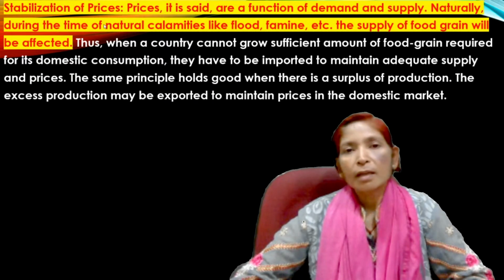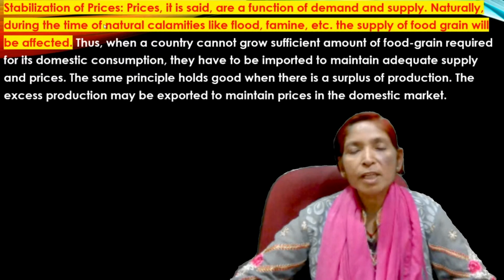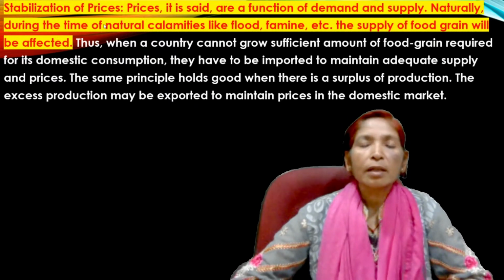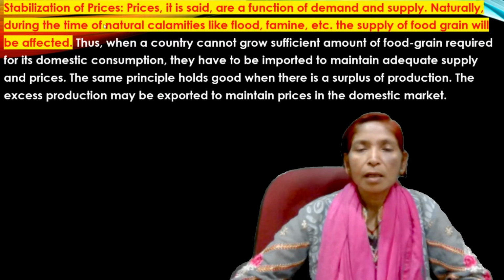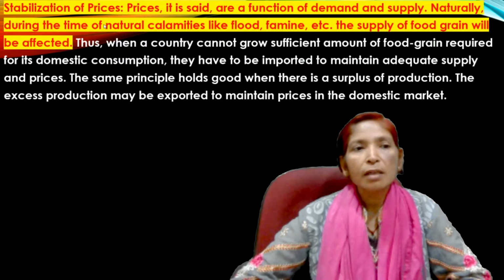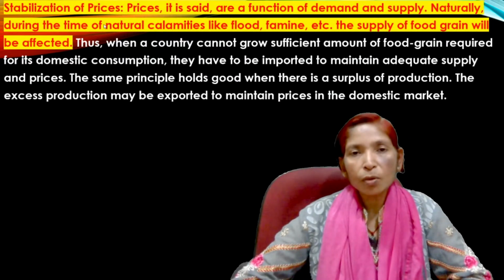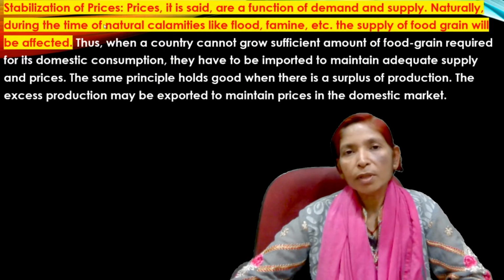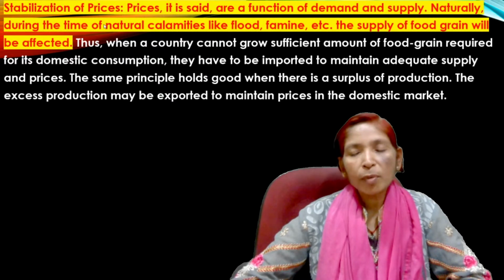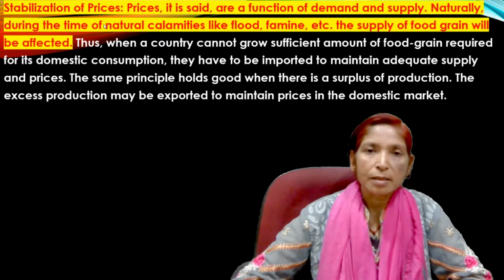It is said prices are a function of demand and supply. You know that price is always fixed by the forces of the demand and supply curve. Naturally, during natural calamities like flood, famine, etc., the supply of food grain will be affected. Thus, when a country can't grow sufficient food grain required for its domestic consumption, it has to be imported to maintain adequate supply and prices.